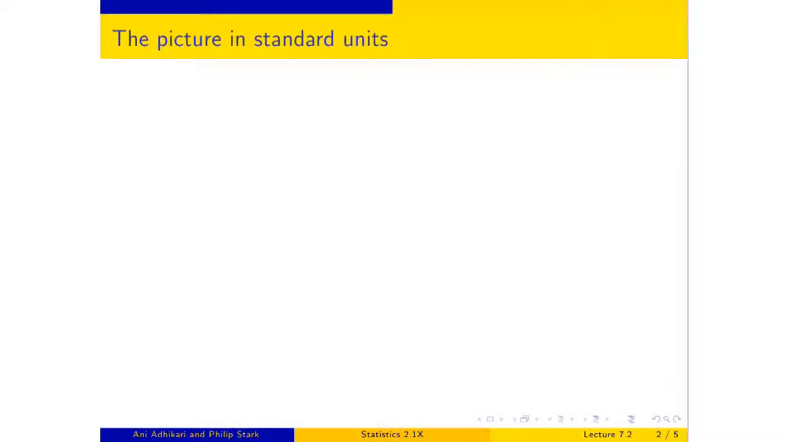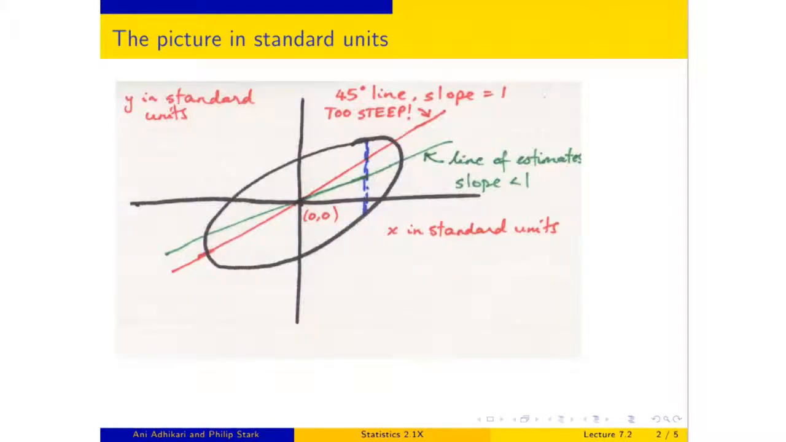We're going to draw a picture in standard units, and a word of warning, there's a lot going on in this picture, lots of lines and colors and so on. We'll take it one piece at a time. Here we go. Right, so the picture is in standard units, which means the point of averages is now 0, 0. It's the origin.